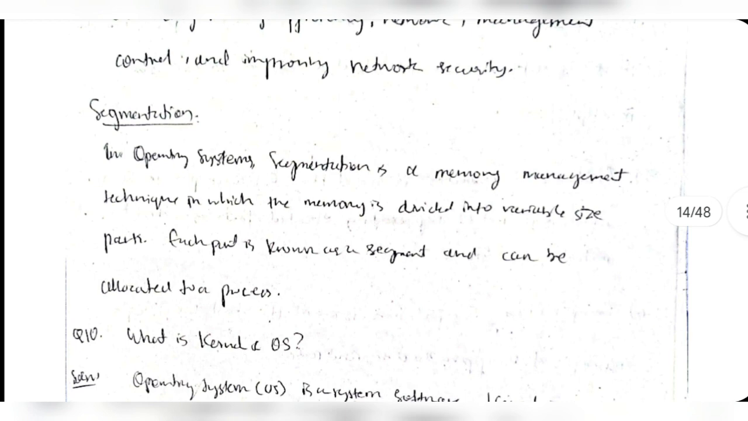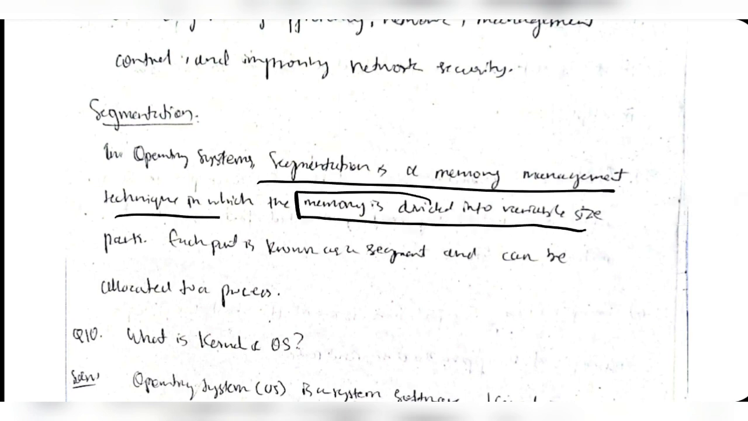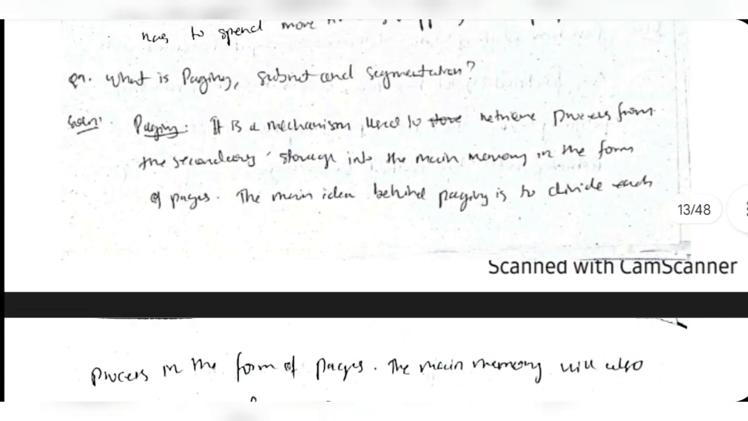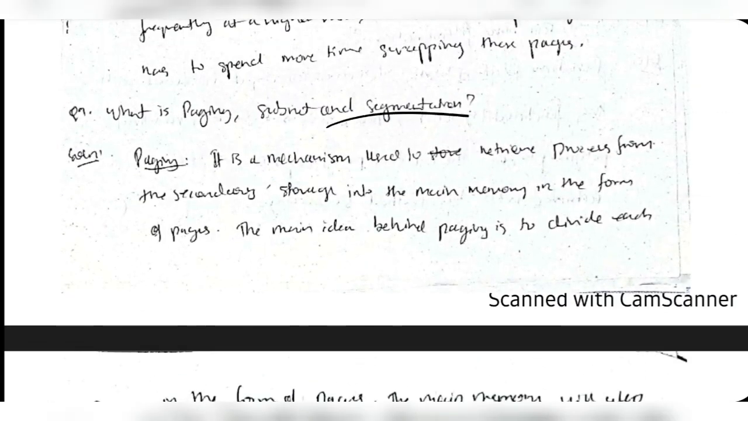Segmentation is a memory management technique in which the memory is divided into variable size parts, and each part is known as a segment and can be allocated to a process. After we have divided the memory into different parts, whatever algorithm you want to perform, you can perform, and then it can be allocated to a process. So that was about the three things: paging, subnet, and segmentation.